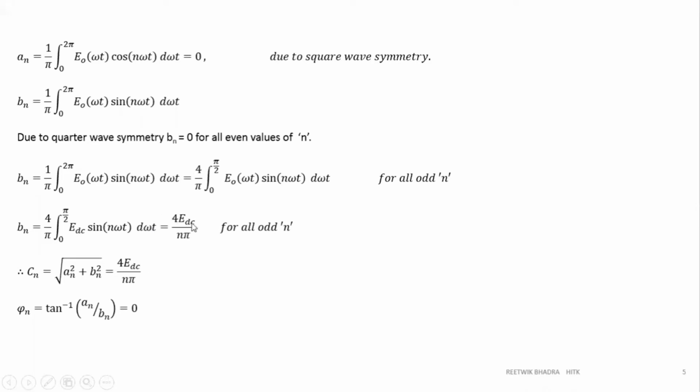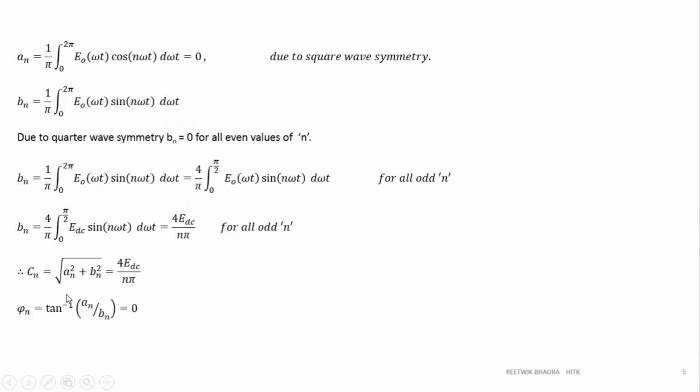Previously it was 2 EDC by n pi because my voltage was half. Now my voltage is double, so multiply with 2. What will you get? 4 EDC by n pi. So whatever values we were getting, RMS values and switch ratings and all the values in the half bridge inverter will be multiplied by 2. This is the conclusion.